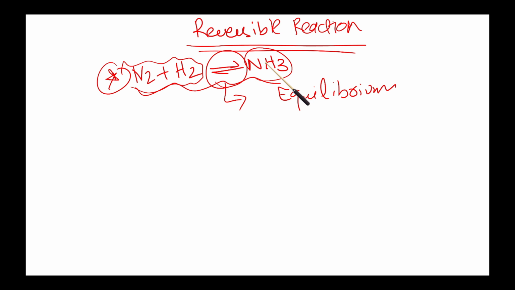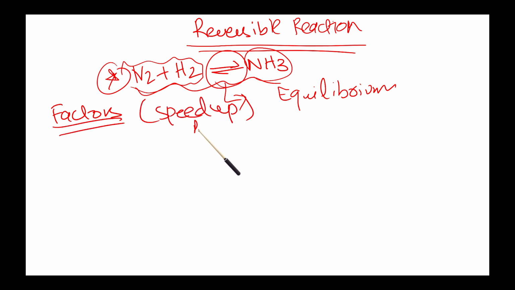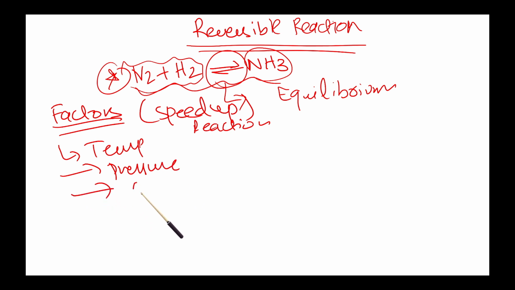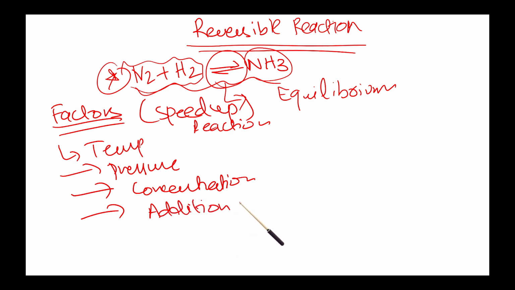Last time, when we were doing chapter 8, I told you there are some factors that can affect the rate of reaction, that can speed up the reaction. They are temperature, pressure, and concentration, and also addition of a catalyst. These are the four factors that can affect the rate of the reaction. In concentration we have two: concentration for solutions and surface area for solids.